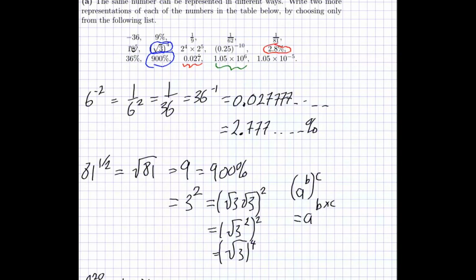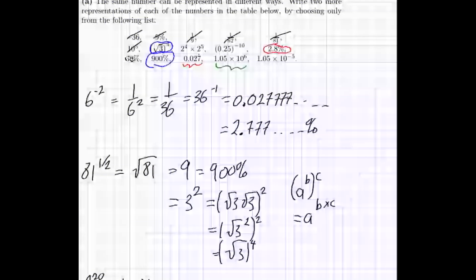So let's say minus 36 is definitely not a million. 9% is definitely not a million. That's 0.09. 1 divided by 9, that is 1 over 9. The fraction is 0.111 and so on, so that's not the same. If we do 1 divided by 62, we get 0.016 and so on, so that's not right either. If we do 1 divided by 81, we get 0.01 and so on as well. So that doesn't count. 10 to the 5 is 100,000, so that's an order of magnitude below what we want. We want a million. This is 100,000, so that doesn't count either.